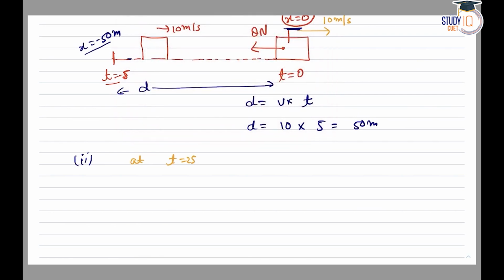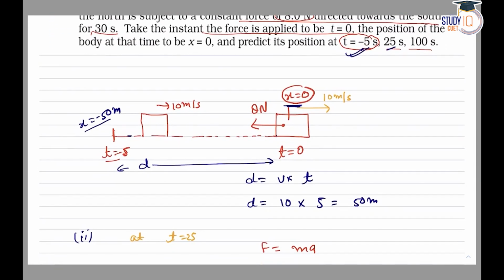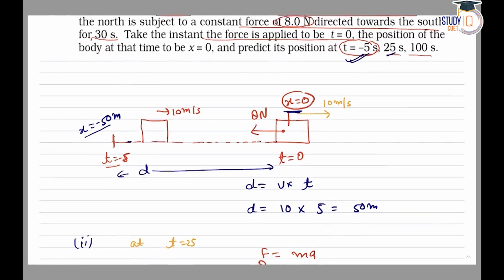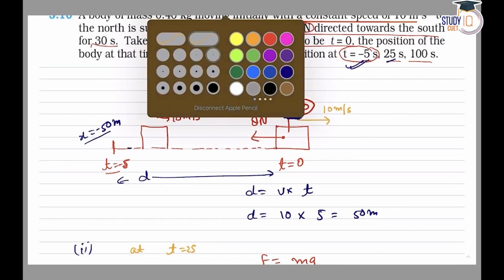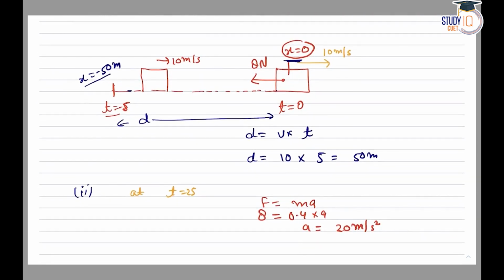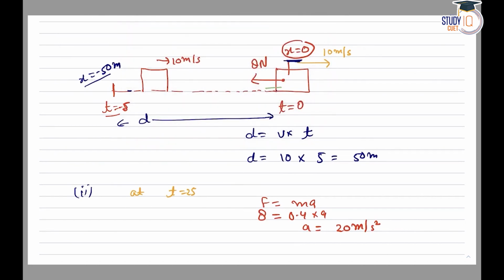We can find the value of acceleration by F equal to m into a. The net force acting on the body is 8 Newton, mass is equal to 0.4 kg, into a. From this, the acceleration of the body comes out to be 20 meter per second square. This acceleration is opposite to the initial velocity, so this is a case of retardation. The acceleration in this case is opposite to the direction of initial velocity.